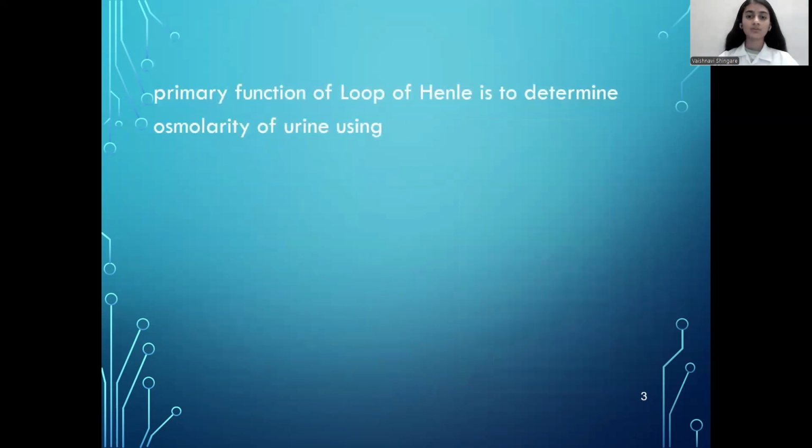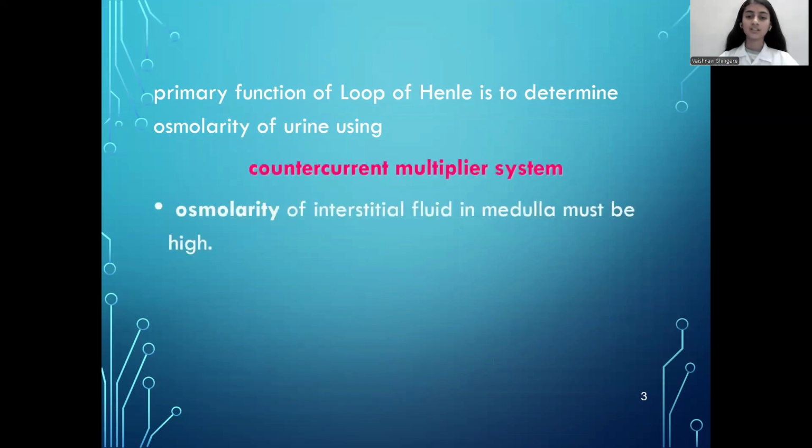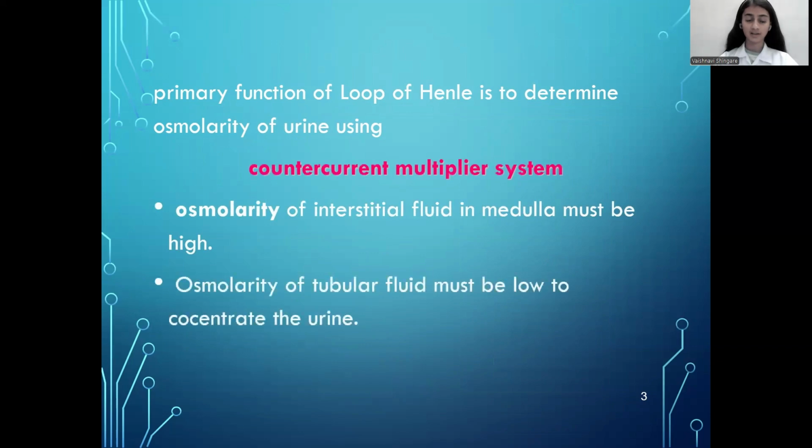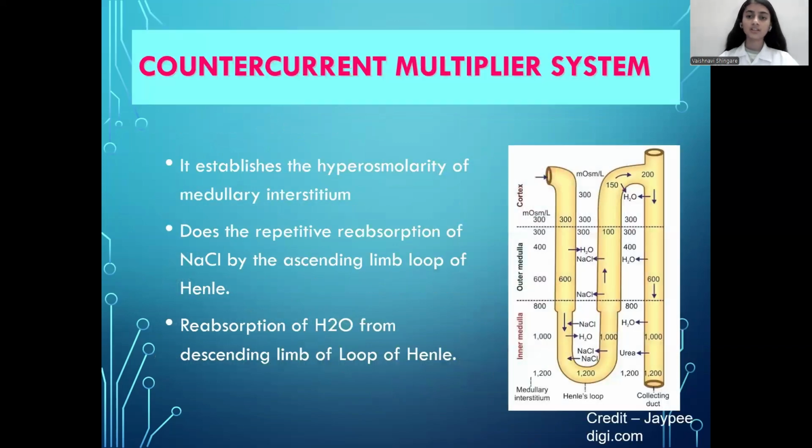The primary function of the loop of Henle is to determine the osmolarity of urine using the countercurrent multiplier system. The osmolarity of the interstitial fluid in the medulla must be high, whereas the osmolarity of the tubular fluid must be low to concentrate the urine. The countercurrent multiplier system achieves this. It consists of the loop of Henle of the nephron.